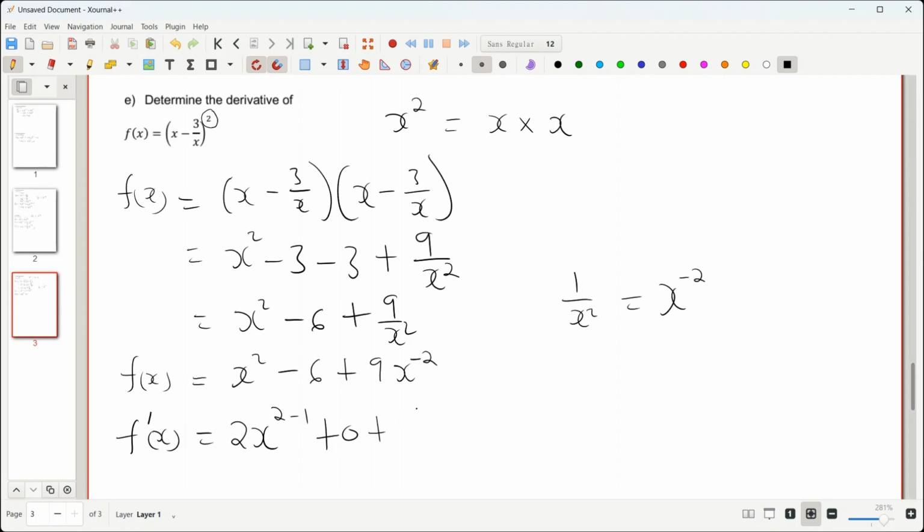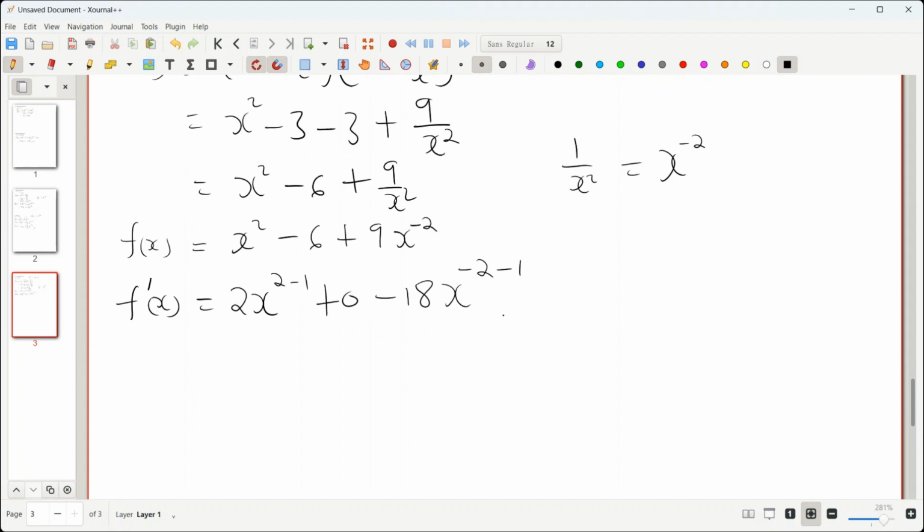And then the next one, we have what? 9x to the power negative 2. So negative 2, we need to multiply it with 9. So we'll just have minus 18. Okay, and then we need to also remember to minus 1. Okay, so if we simplify this, we'll have our 2x. When we simplify this, 2 minus 1 will be just 1, plus 0, and then minus 18x to the power of minus 2 minus 1, which will be just minus 3.